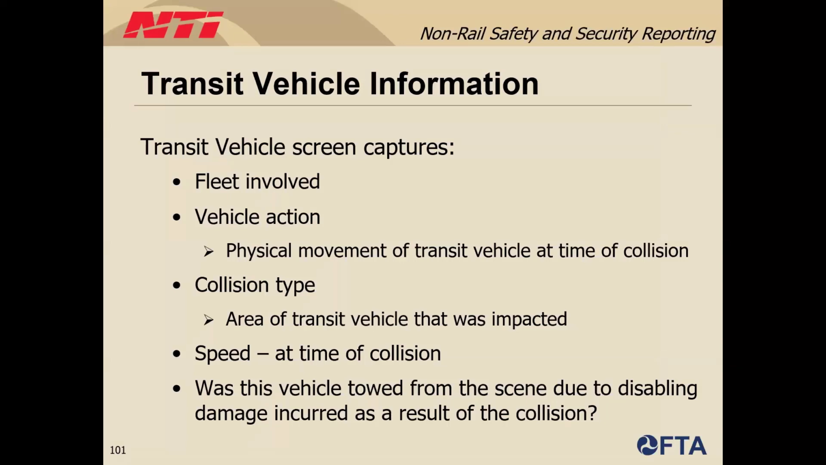The form captures the vehicle type, information about the type and manufacturer of the revenue vehicle involved, and the vehicle action at the time of the collision. The collision type is captured for all modes. This is the part of the transit vehicle that was impacted. It also captures the speed at the time of the collision, and a question asking if the vehicle was towed due to disabling damage.